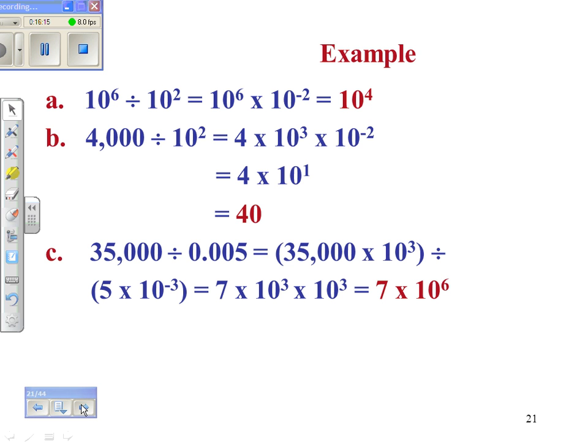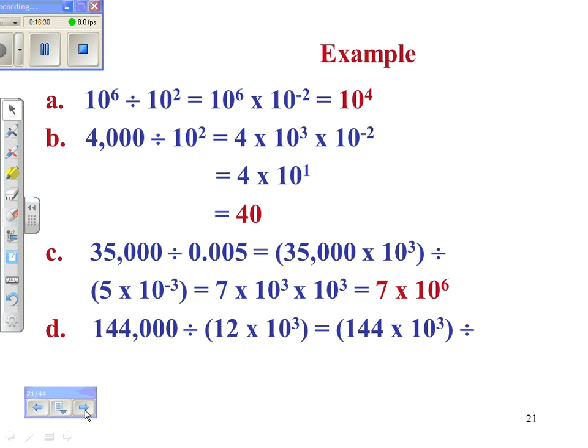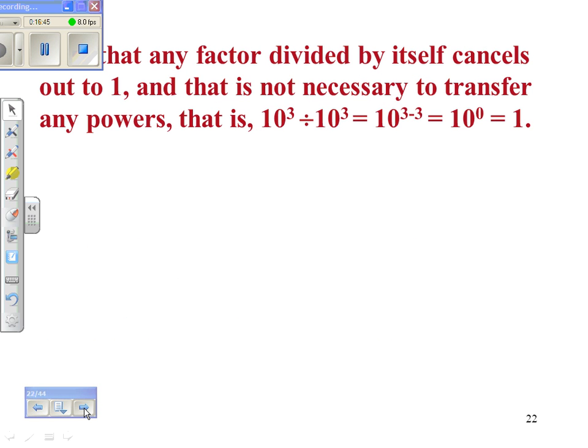Okay, 35,000 divided by 0.005. You would look at that and freak out and go, oh, I can't figure that out. Then you realize, well, that's just 35 divided by 5, right? All right. Anyway, it becomes a really simple expression once you boil it down to just whole numbers and powers of 10.